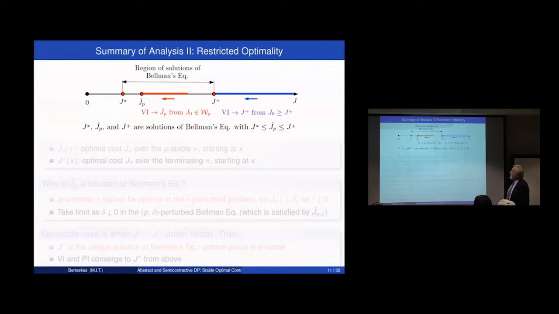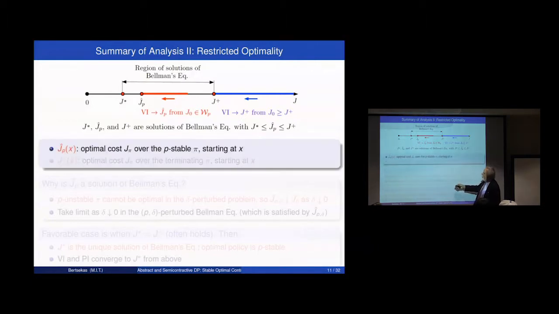Okay, so now let me give you a summary of the results. I've drawn here schematically J star, and let's call J hat p the restricted optimal cost over just the p-stable policies, starting with x. And let's plot here also J plus of x, the optimal cost over just the terminating policies. Then we have that J plus is greater than J hat p and J star, because this is a minimum over a smaller set of policies, and this is generally smaller than all of those. So these three things ought to line up like this.